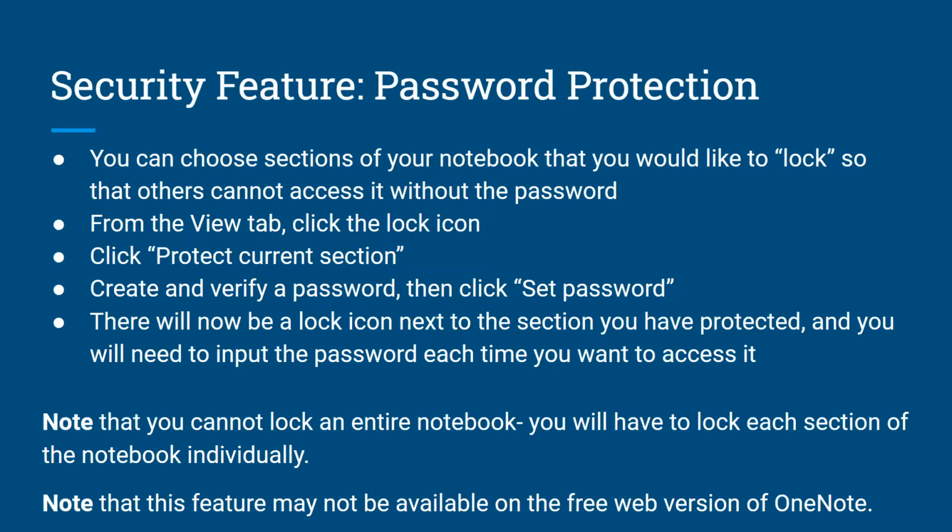Also, there's a security feature. This is primarily with password protection. So you can choose sections of your notebook that you would like to lock so that others cannot access it without the password. To do this, from the View tab, you'd click on the lock icon. From there, you'd click Protect Current Section. Following that, you'd create and verify a password, then click Set Password. And from there, you'll be able to see a lock icon next to the section that you have protected. And you'll need to input the password each time you want to access it.